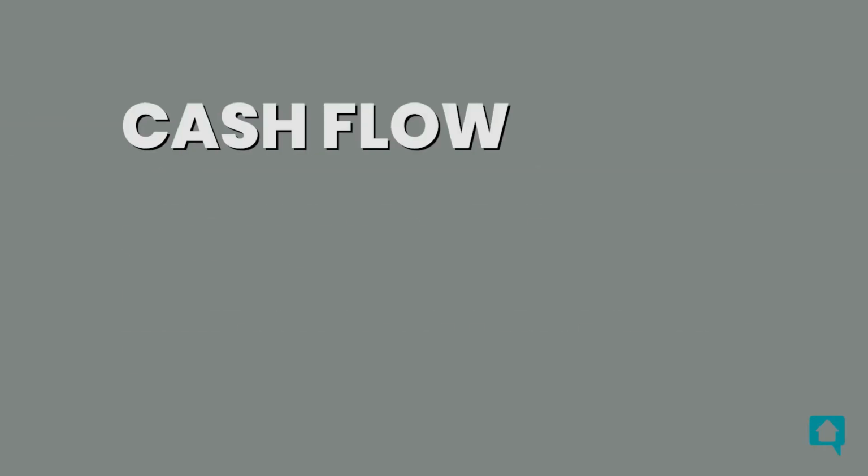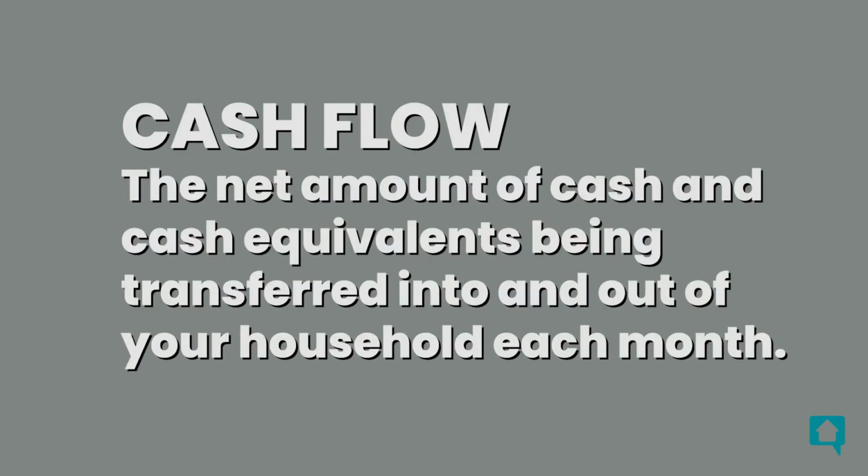Well, this is done by using a principle called cash flow. Cash flow is the net amount of cash being transferred in and out of your household on a monthly basis. The net amount, meaning the cash you have left over. Left over from what, you might say? Well, here's a simple example. Your income is $5,000 a month after taxes. That income then is used to pay all of your expenses.